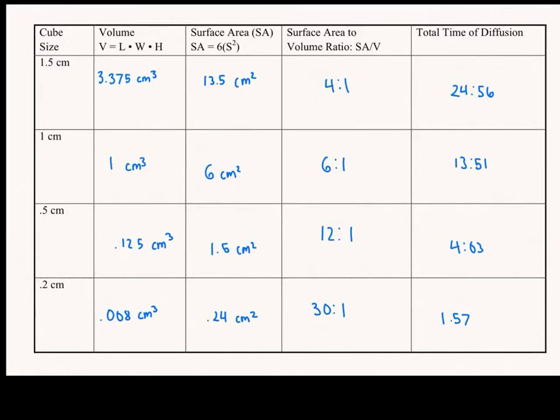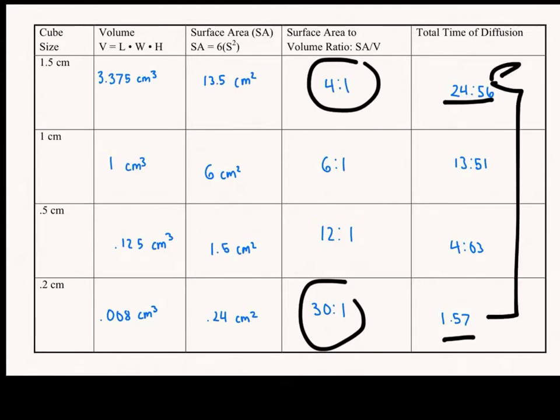Looking at our data table, you can see that the larger the cube, the smaller the surface area to volume ratio. You can also see that the smallest cube took the shortest time to diffuse, and the largest cube took the longest time to diffuse. This means that the larger the cell, the longer the time it will take for molecules to diffuse into the cell.